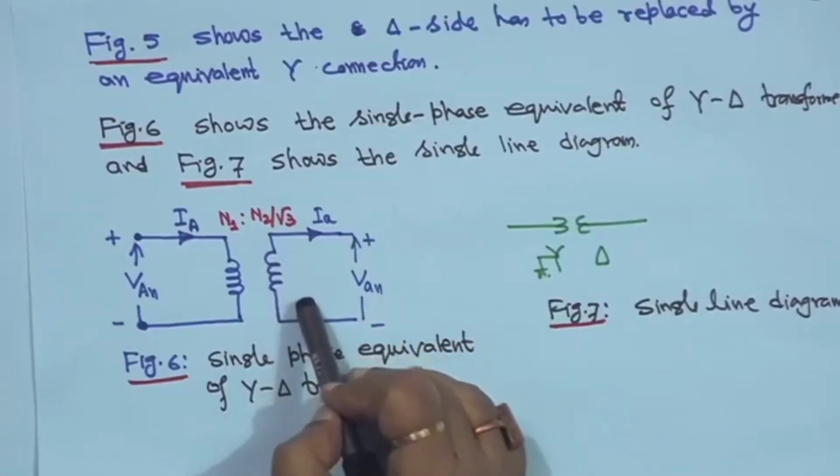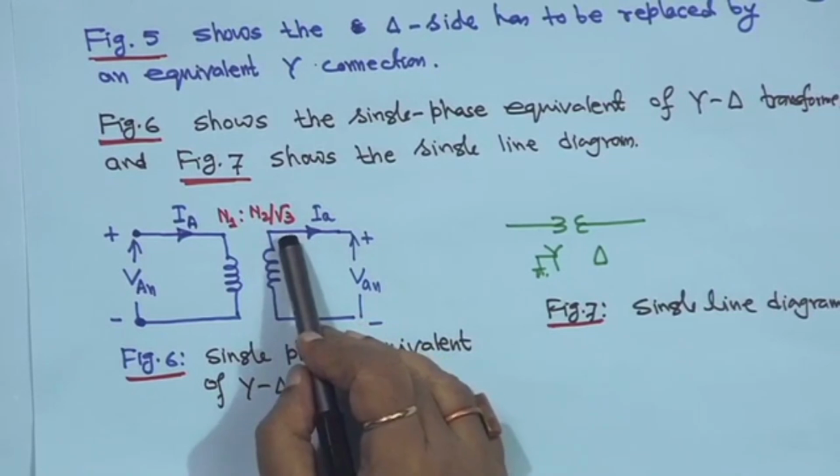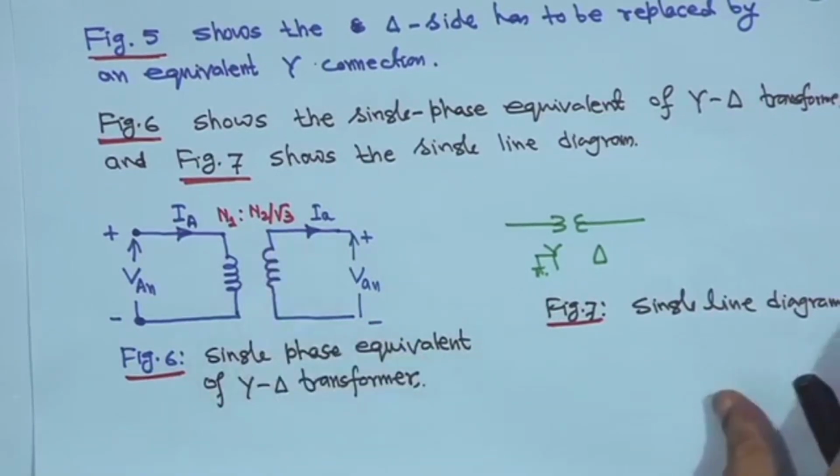So, once again, as if it is an equivalent star from the delta, and the star is n 2 by root 3, but not n 2, right, it will be n 2 by root 3. Next, now we will come to the per unit system, right. So, after making all these things, now the per unit system will be easier, right.